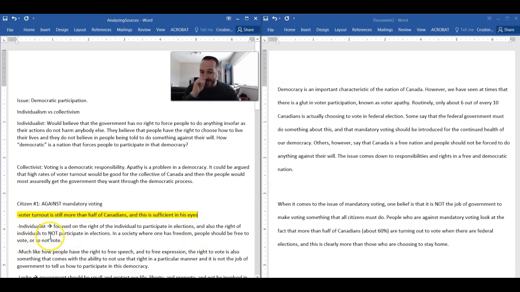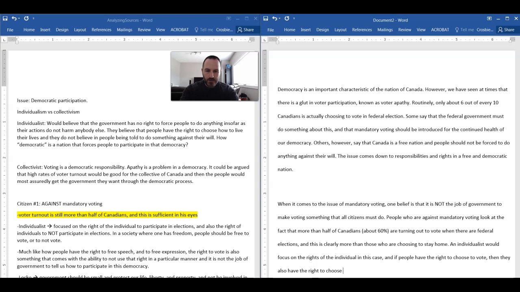All right, so I want to integrate this idea now into my paragraph. So an individualist would focus on the rights of the individual in this case. And if people have the right to choose to vote, then they also have the right to choose not to vote, because that is how freedom works.